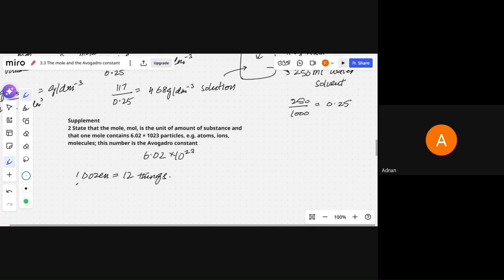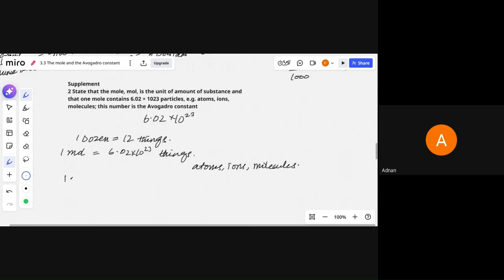And so 1 mole is equal to 6.02 times 10 to the 23 things, right? And these things can be atoms, and they can be ions, and they can be molecules, depending on what we have. So for example, if we have 1 mole of sodium, we will say that it has 6.02 times 10 to the 23 atoms, right? So it's an element. Elements are made up of atoms.